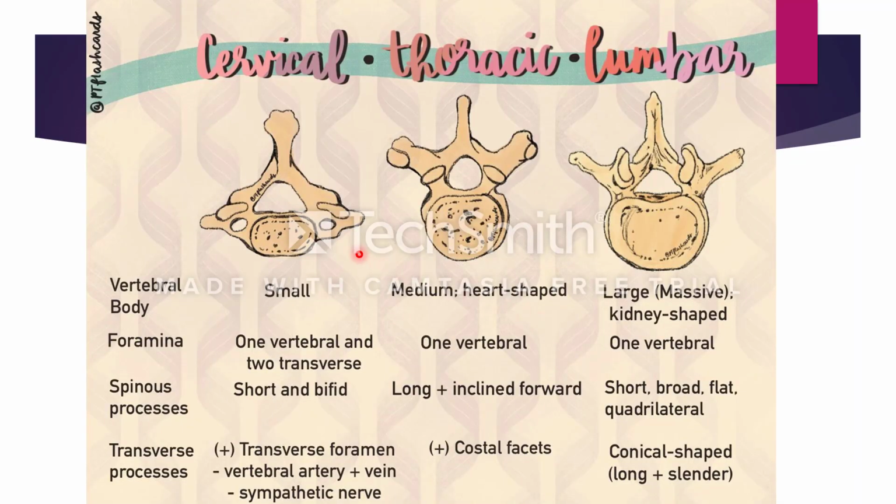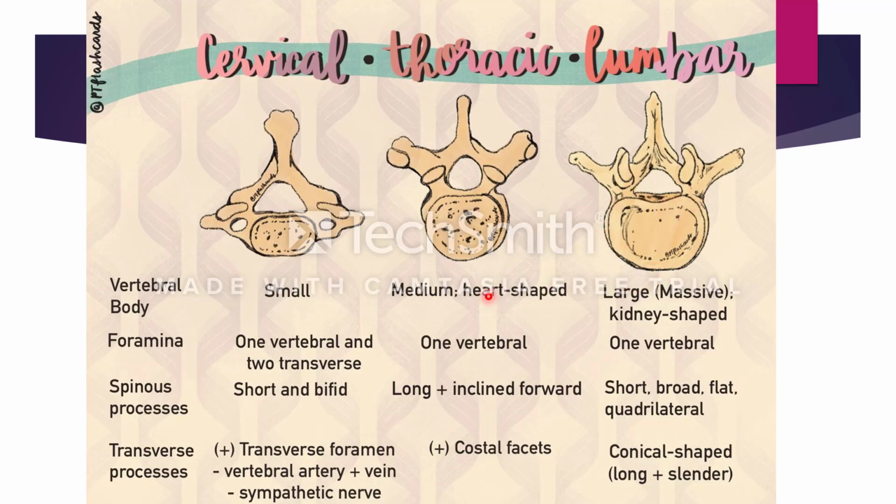Now we will differentiate between the cervical, thoracic and the lumbar vertebra. If we see the cervical vertebra, the vertebral body is very small. See here, this is the body, this is very small. In the thoracic vertebra, the body is medium sized and it is heart shaped. See here, this is a heart shaped body. And in the lumbar vertebra, the body is large, massive, and it is kidney shaped.